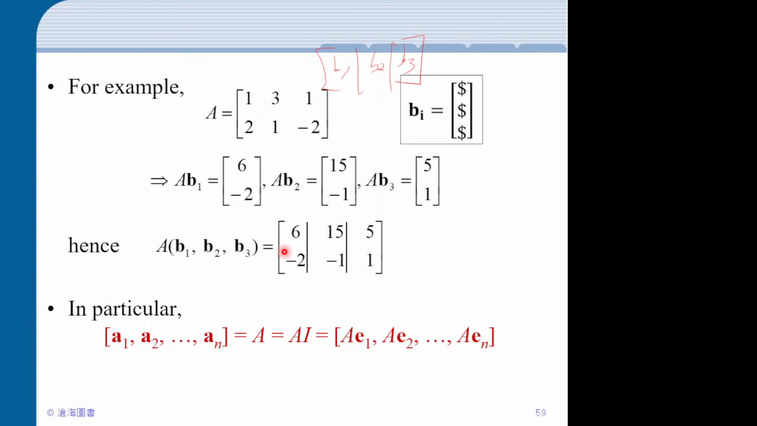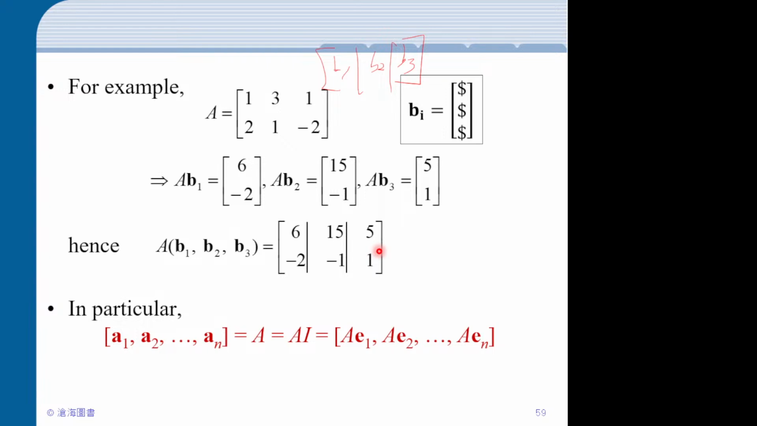Okay. So anyway, you see the first column only depends on B1, the second column only depends on B2, and the third column only depends on B3. So when you partition B into those three columns, the corresponding multiplication of A times B also has those corresponding three columns: the first column only depends on the first column of B, the second on the second column of B, and the third on the third column of B. So this is AB1, this is AB2, this is AB3. Okay.